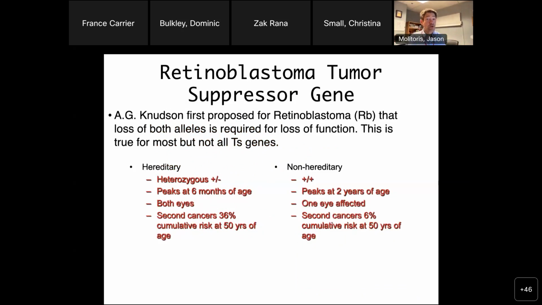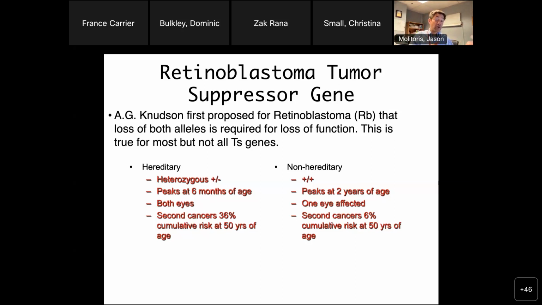So retinoblastoma was really the first tumor suppressor that was identified. This is from the Knudson understanding of genetics with respect to retinoblastoma in kids. So there's hereditary and non-hereditary retinoblastoma that were identified, and the question was, why is this the case?